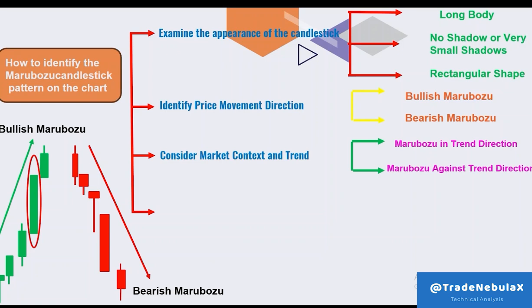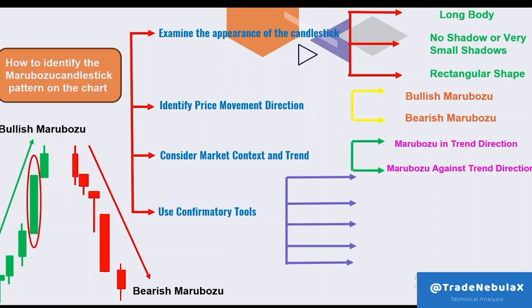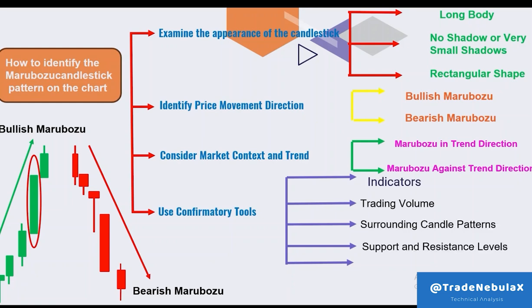Step 4 is to use analytical tools to increase confidence in the accuracy of signals, including using indicators, analyzing trading volume, examining surrounding candlestick patterns, being mindful of support and resistance levels, which is very important, and analyzing different time frames.